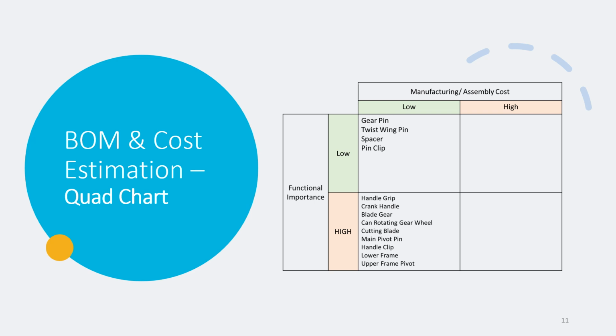As shown in the previous slide, all the components of this product are relatively low cost. The low functional importance parts include the gear pin, twist wing pin, spacer, and pin clip. The only part that is able to be consolidated of these is the spacer, which would be combined with the blade gear, as they do not need to move independently of one another and are made of the same material. The gear pin, twist wing pin, and the pin clip need to allow different components to move independently, so those are not able to be consolidated. Additionally, the handle clip will be combined with the lower frame to reduce the number of parts in the assembly.